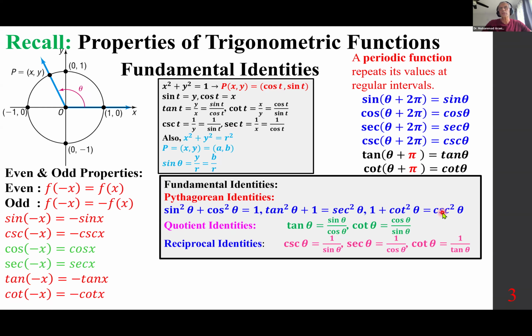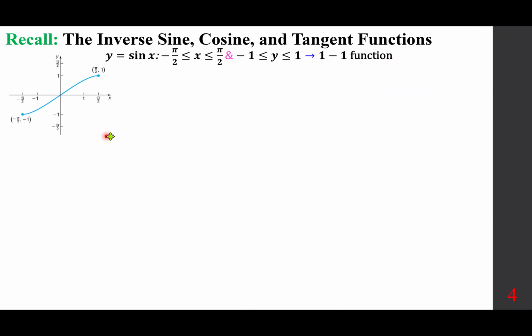And fundamental identities, such as Pythagorean identities, quotient identities, reciprocal identities that we have covered, and again, even and odd properties as discussed. And they are all odd except cosine, therefore secant. As far as the inverse functions are concerned, recall that all trigonometric functions are periodic, and therefore they don't have an inverse unless we do the restriction on their domain.